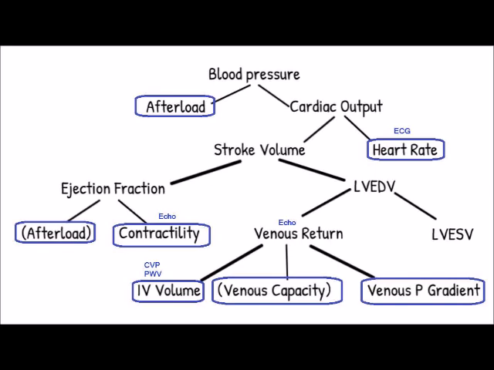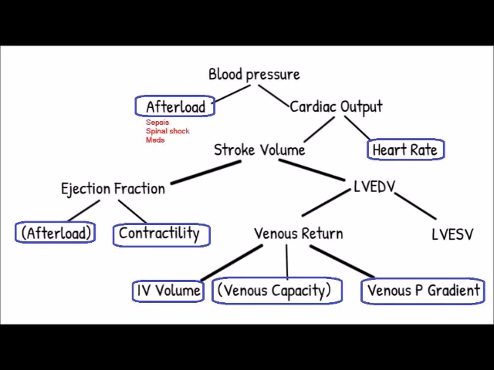Regional wall motion abnormalities indicative of ischemia. Finally, afterload is a calculated value that you can only acquire by knowing the others. Once we've narrowed down which specific parameter is the problem, we can start thinking about actual diagnoses.